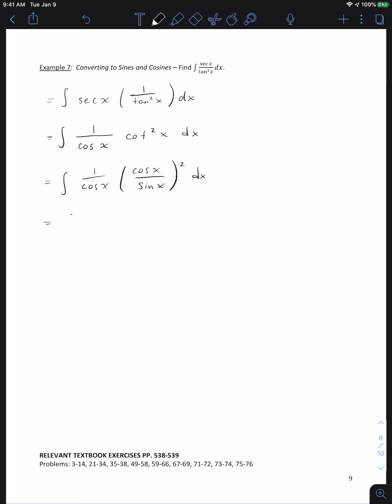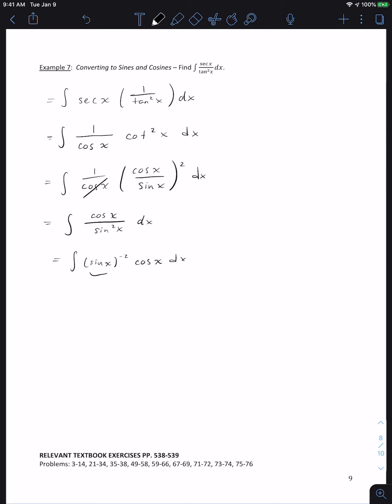So now I see that one of these cosines cancels out with that one, so I'm left with just a single cosine on the top and a sine squared on the bottom. Now if I think about sine being my inside function, then the derivative of that inside function is cosine, which I see right here. So maybe a better way to look at this would be to write it as sine x to the negative 2 cosine x dx.